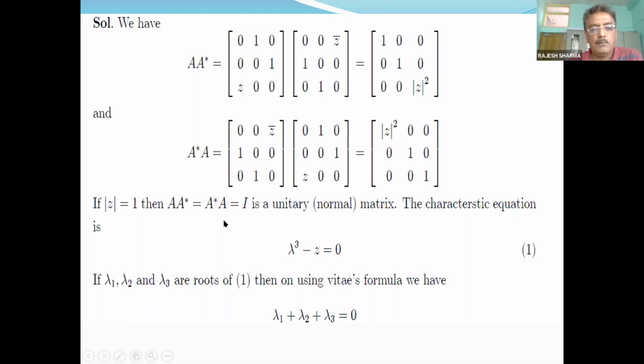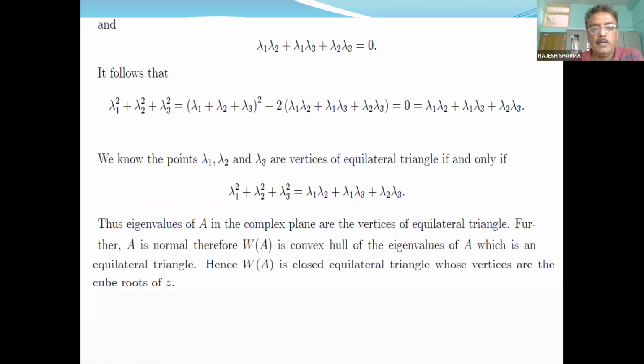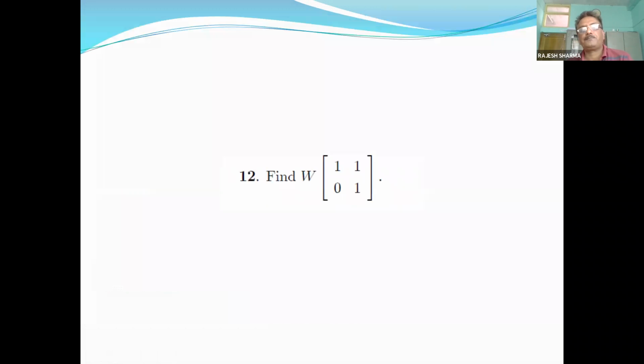Now, the characteristic polynomial of this matrix is lambda cubed minus Z equal to 0. So its eigenvalues are the cube roots of Z, and the convex hull of these eigenvalues is the numerical range of A. Otherwise, you can explain like this. Yes, question number 12. It is simple.